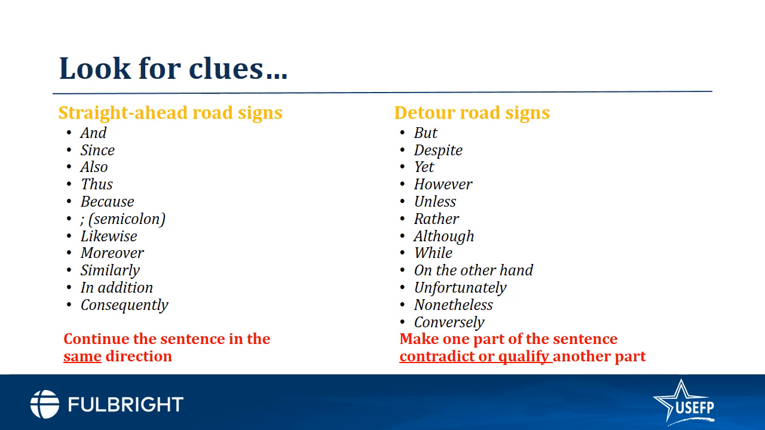What we're trying to do here is to identify clues in the question which would help us answer the question better. Let's look at the first list, which says straight ahead road signs, and the words here are and, since, also, thus, because, semicolon, likewise, moreover, similarly, in addition, consequently. Whenever you have these words in a sentence, you should expect the sentence to reaffirm what is being said in the earlier part of the sentence. In other words, you would expect the sentence to continue in the same direction.